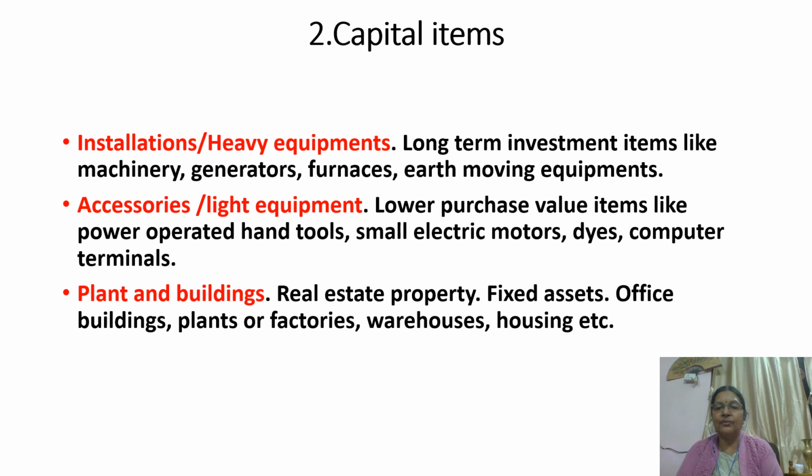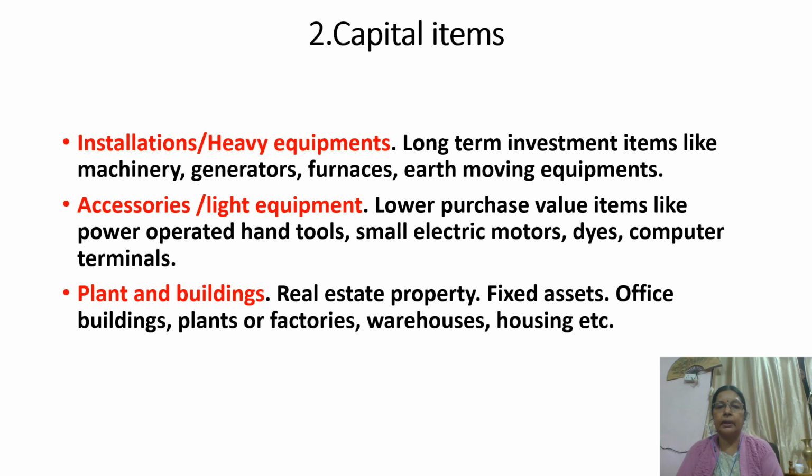So now next we see the capital items. Capital items are heavy equipment which is long-term investment like generators, furnaces, machinery used in manufacturing to manufacture various products, earth-moving equipments like JCB, cranes, etc.